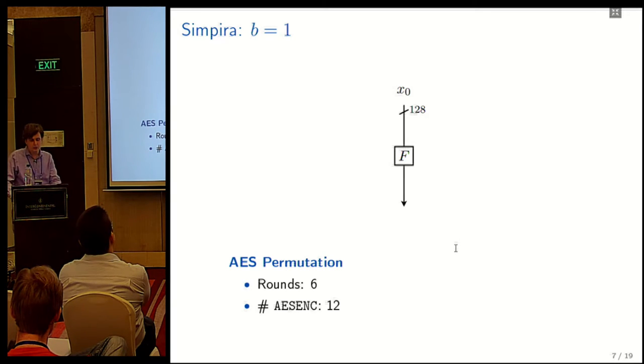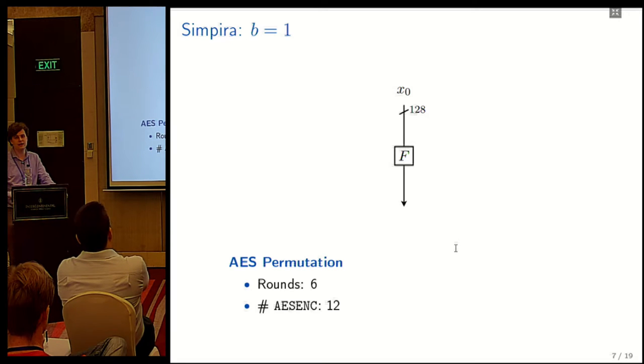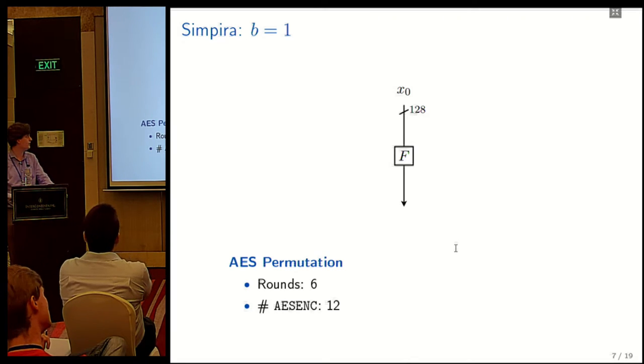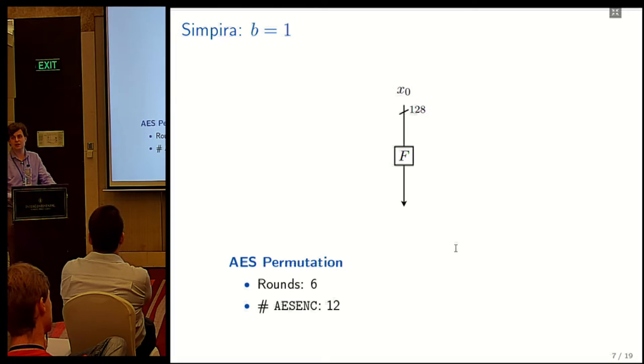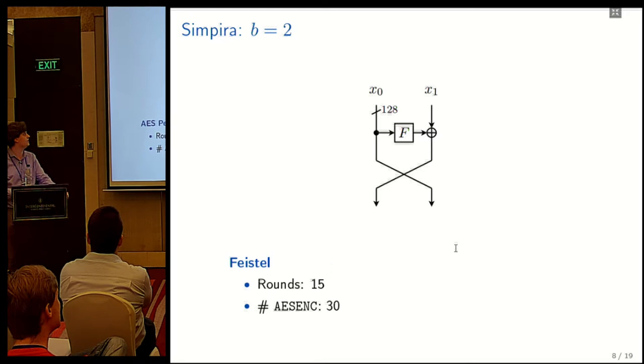So here I present you Simpira with B equal to 1, so like the smallest member of the family, processing 128-bit blocks. And this is AES with a fixed round key. So you have 12 rounds of AES if you want to satisfy the criteria of the previous slide. And you may see that this is a design that has a very bad latency because you need to wait quite a lot of cycles to get the output. In this case, 12 times 4 is 48. But actually, already in the next cycle, you can launch another instruction. So this is an inherent problem for everything I will present here.